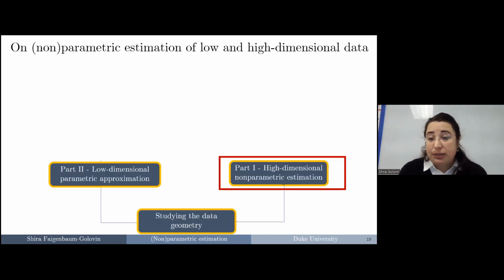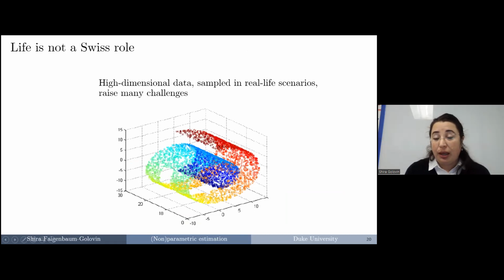So my first topic that I will dive into is high-dimensional non-parametric approximation. What we are given is basically points in high dimension, and we are trying to approximate the geometry of the data. A very common toy example in this case is to play with those Swiss rolls and say that everything works on the Swiss roll. But unfortunately, the geometry in real life is much more complicated and doesn't look like a Swiss roll anymore. We have a lot of challenges.